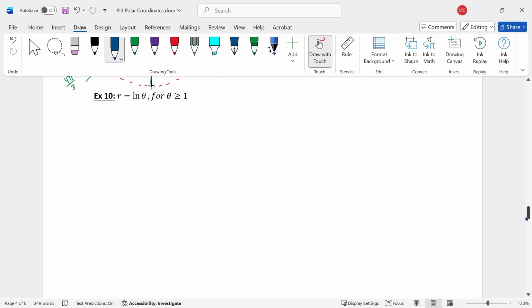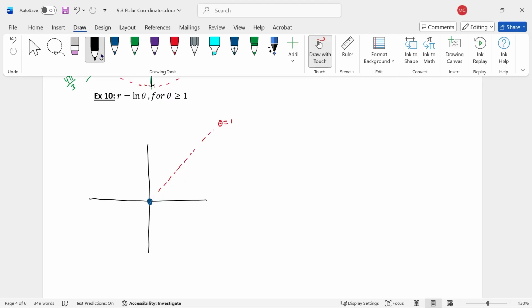Okay, now, here's a weird one to graph: r equals ln of theta, for theta greater than or equal to 1. So if theta is 1, that's a little less than 1/3 of pi. And ln of 1 is 0, so at that angle, we're here.